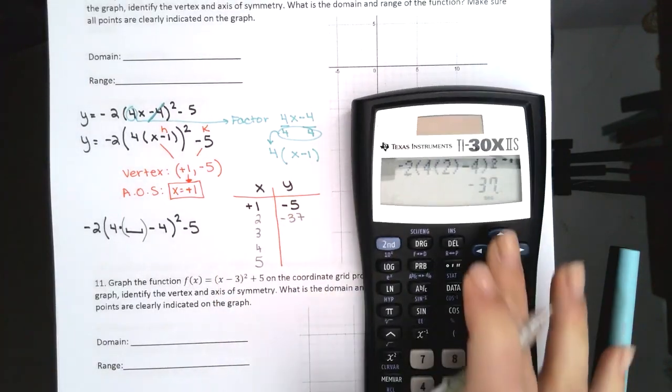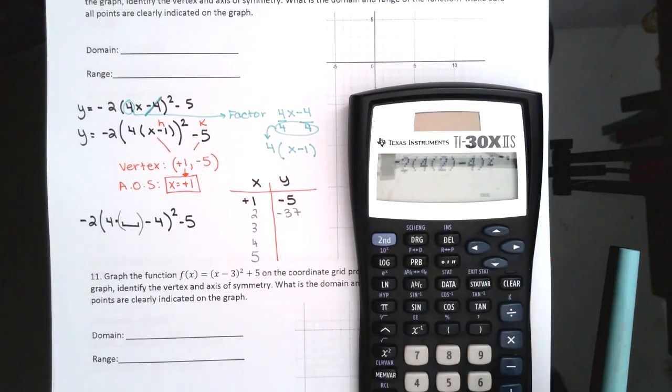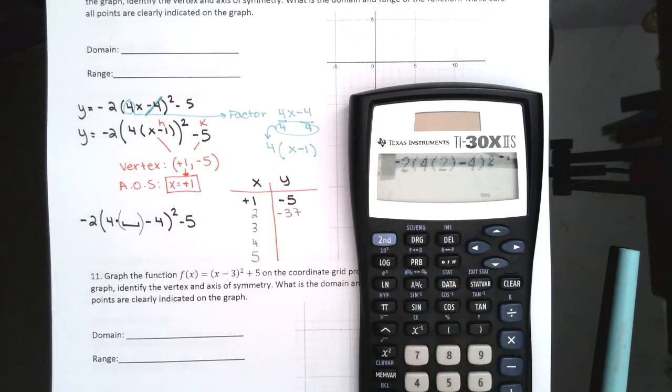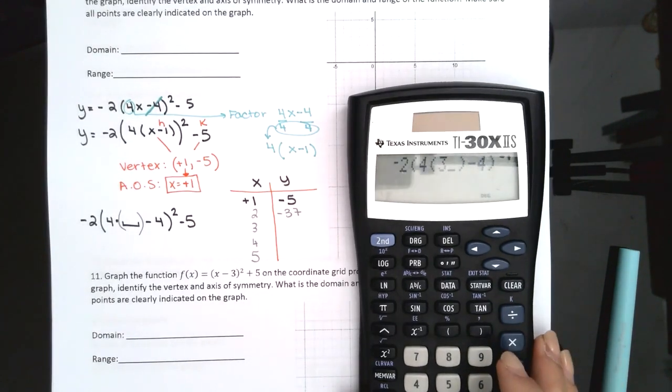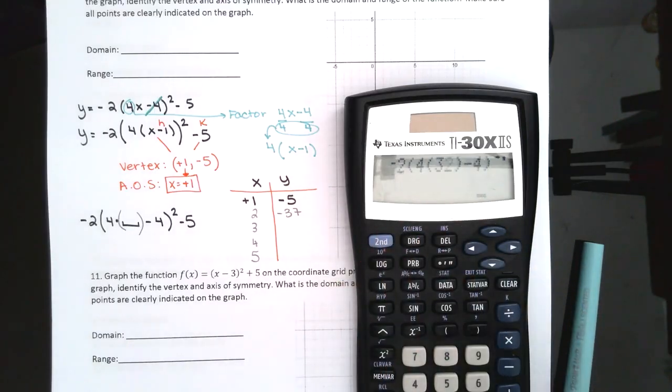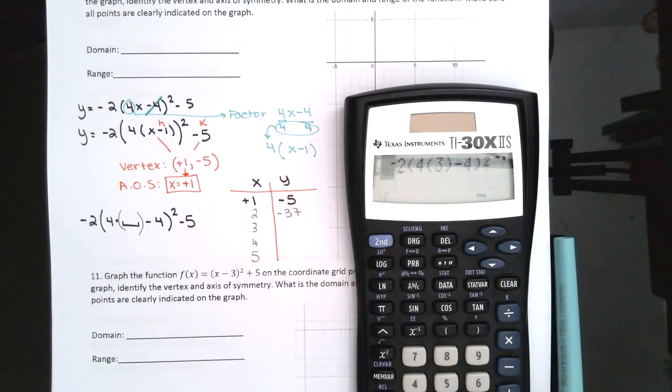Let's see what 3 does, because I don't want to graph negative 37. So second, delete is not going to delete anything, but that's your insert button. So now I'm going to insert 3. You can see how it didn't change here, the 2. So if you do second delete and an insert, it's just going to input things, but it's not going to delete it. So I'm going to try 3.